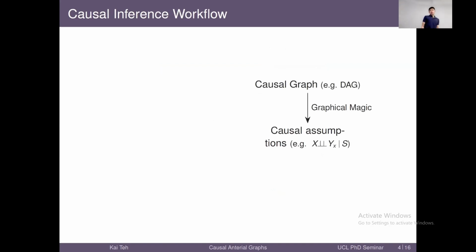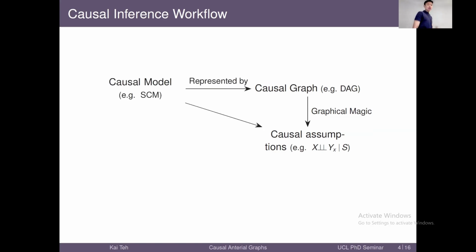All right, so to recap, what I've done here is basically I take a causal graph, in this case a DAG, I do some graphical magic on it, in that case a SWIG operation, and I get causal assumptions out of it. But a graph is just a picture, right? What am I actually doing? It's just some picture manipulation. So what I'm actually doing is manipulating the causal model, in this case an SCM, in the case of DAGs, that we represent using a graph. So we are essentially using a graph as a proxy to get causal assumptions out of our causal model.